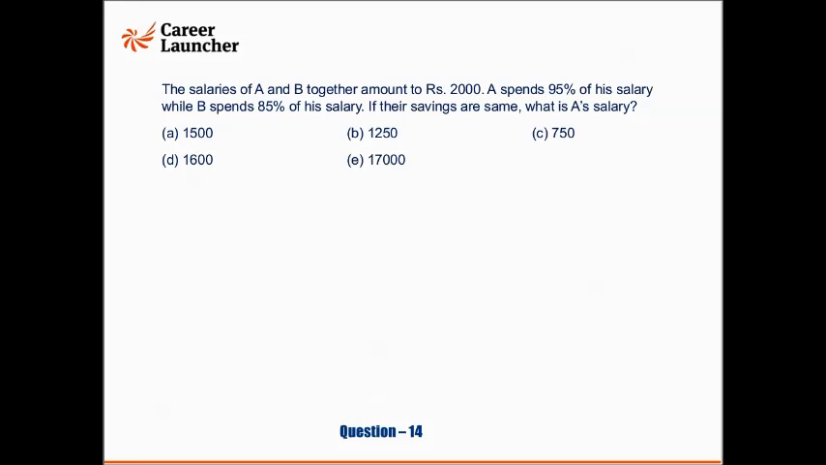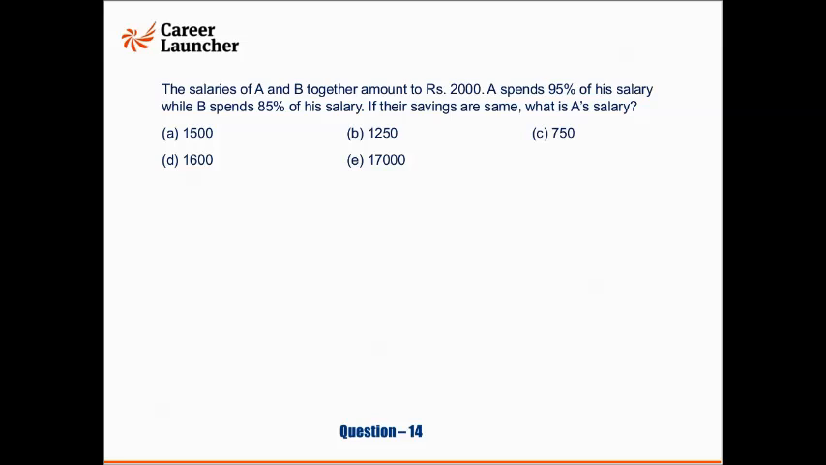Next, the salaries of A and B together amount to 2000. A spends 95% of his salary while B spends 85% of his salary. If their savings are same, what is A's salary? Correct. Now see students, salaries of A and B, total it is 2000. A spends 95%. That means he saves only 5%. And B spends 85%. That is 15% of his salary he saves. Correct. So we can say that 5% of A is equivalent to 15% of B.